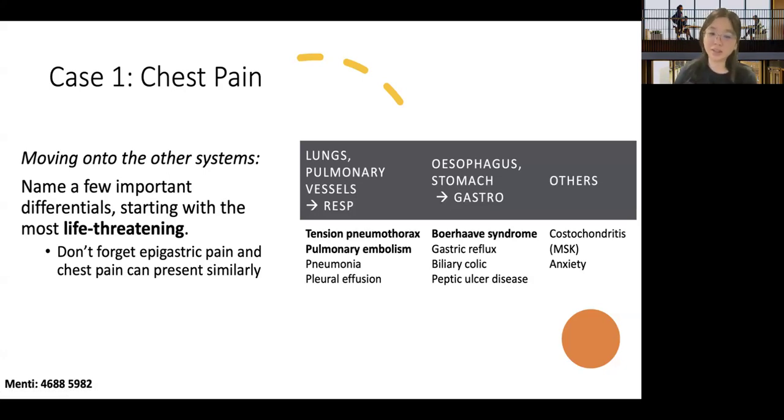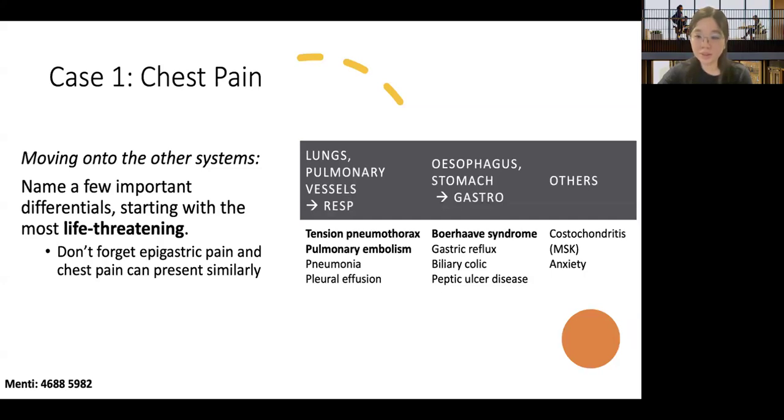So costochondritis would be like if you've done quite a lot of physical activity, like you went to a yoga class, you did lots of gardening, and the next day when you breathe in, you feel chest pain in your ribs, and that can be commonly confused with pleuritic chest pain, but it's just not nearly as dangerous at all. And anxiety can also cause all sorts of symptoms.